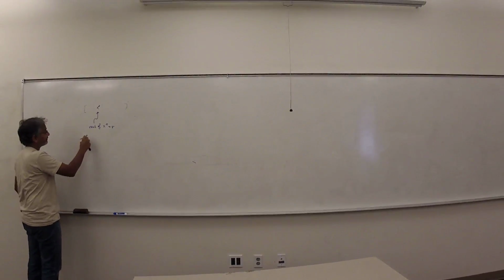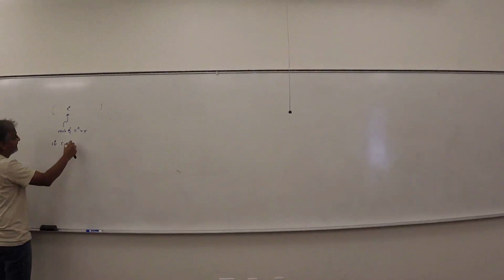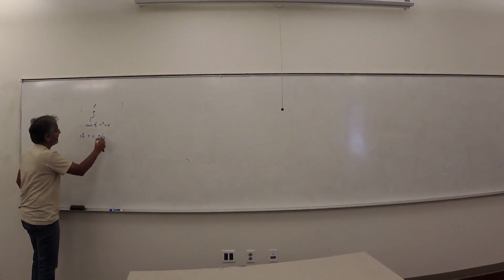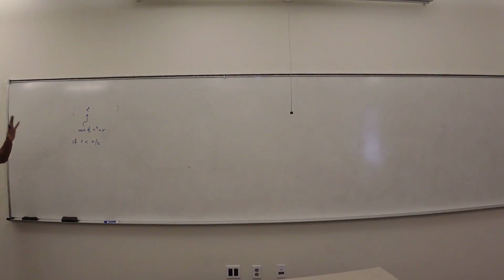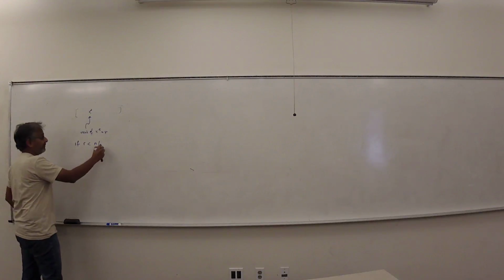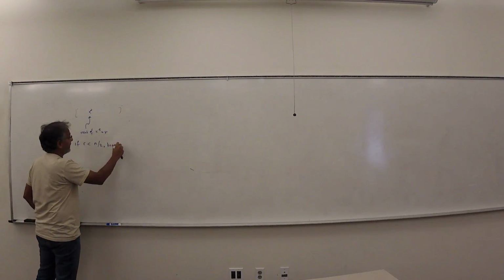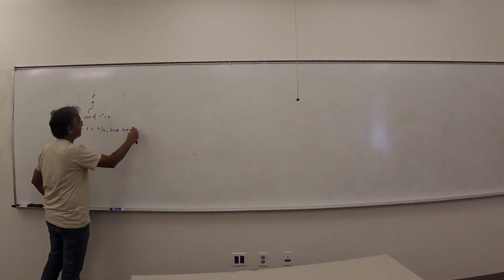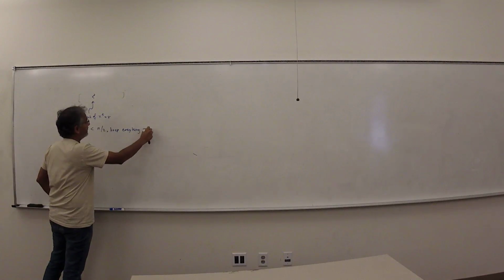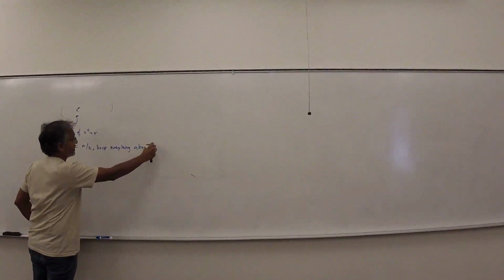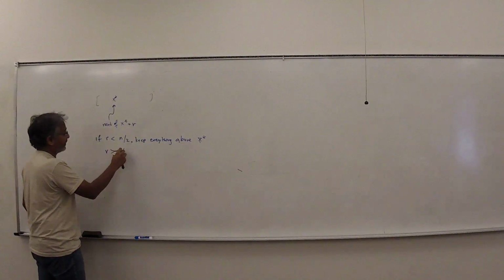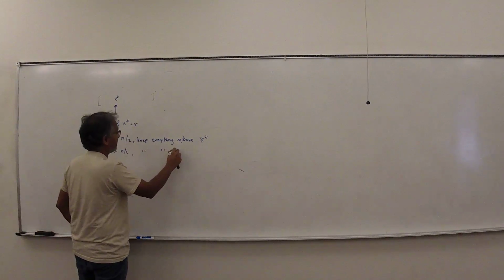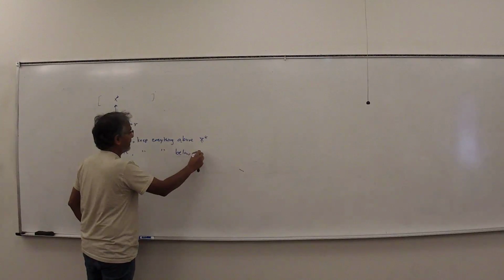again, if R was less than n over 2, that means this number was below the median. That means we only want to keep things above the median. So keep everything above X star, right? And if R is more than n over 2, keep everything below X star.